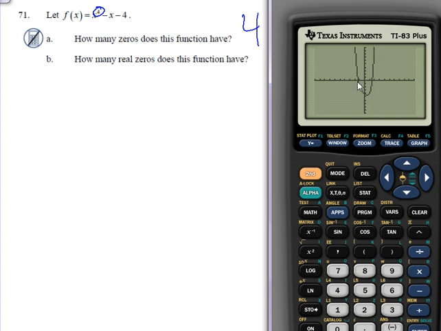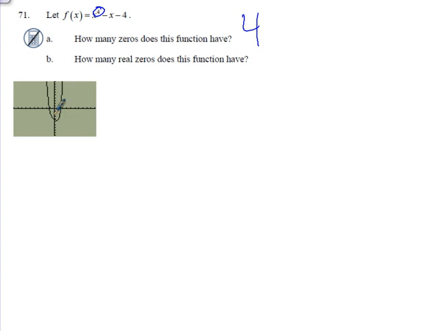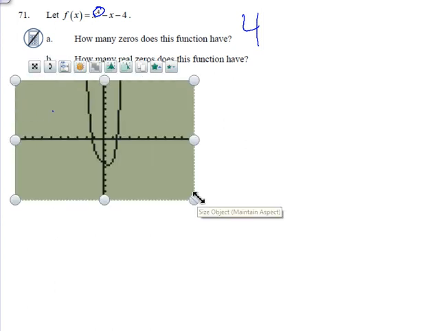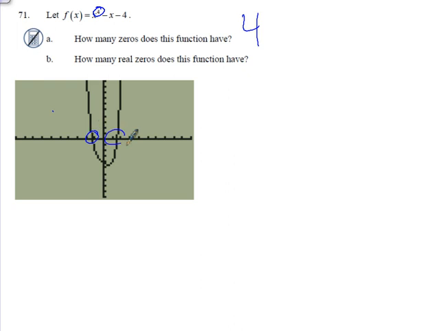So all I'm looking at is where it crosses the x-axis. That's where my zeros are. And we can see that those are here and here. I don't really need to know what they are, but it just asks how many, so the answer would be 2.